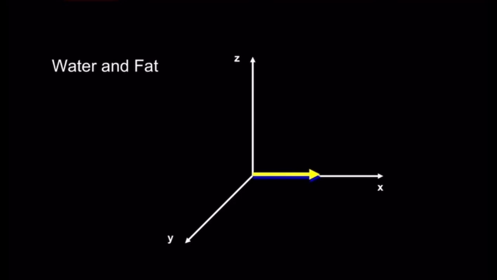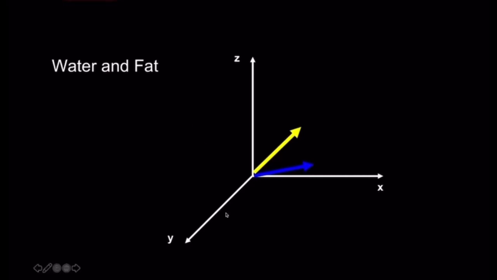Water has a very long T1 relaxation time, so it likes to stay closer to the xy plane for a long period of time. Fat, on the other hand, has a short T1 relaxation time, so it recovers towards the z-axis pretty quickly.